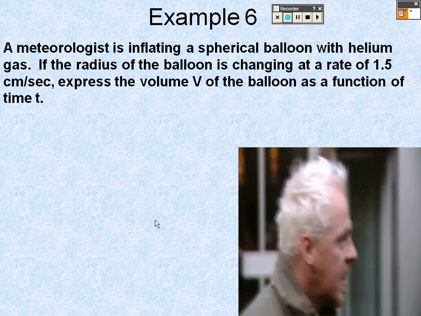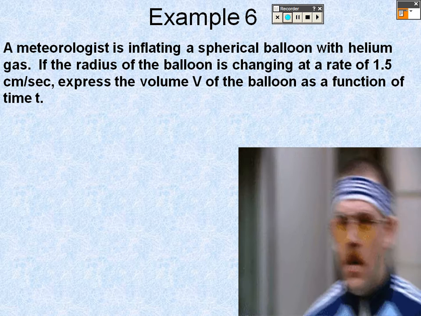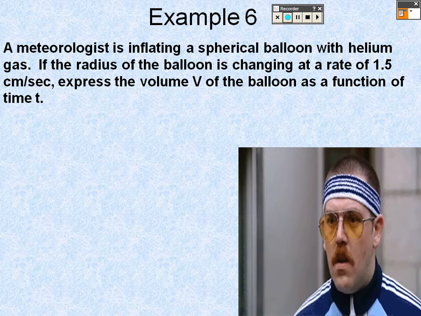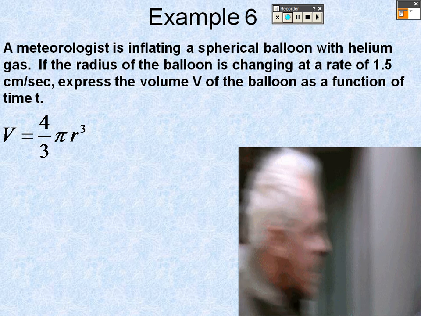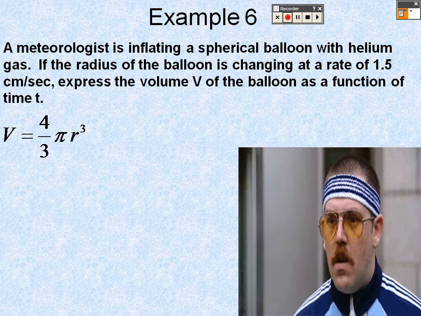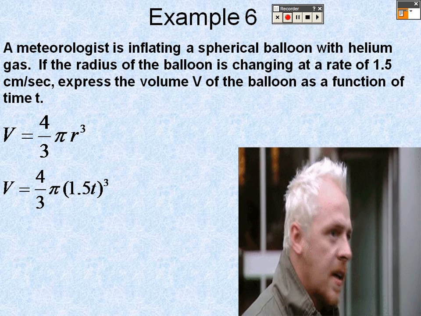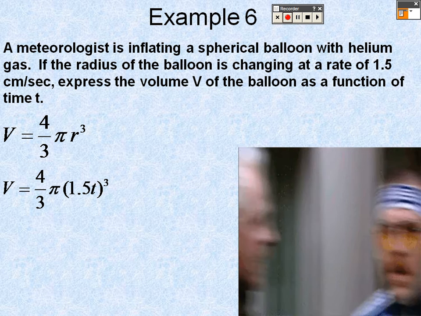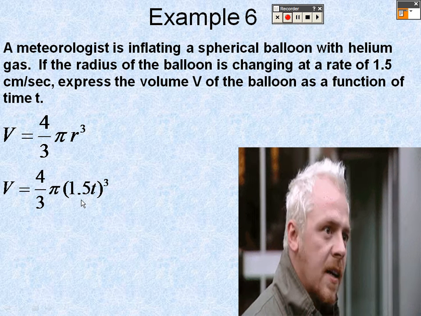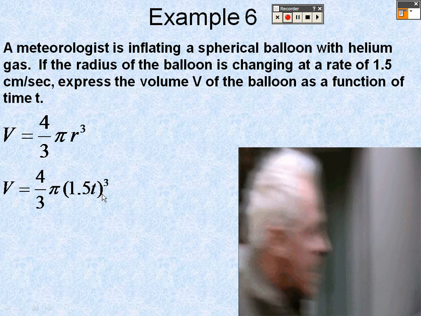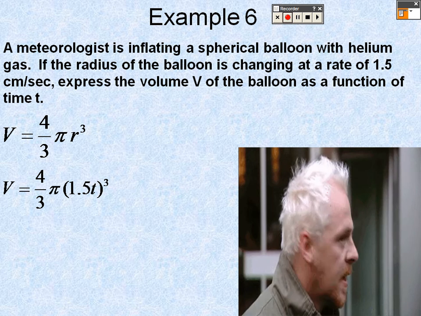So, a meteorologist is inflating a spherical ball with helium gas. If the radius of the balloon is changing at a rate of 1.5 centimeters per second, express the volume of the balloon as a function of time. So, there's the formula for volume of a sphere, and it's saying that it's a rate. So it's 1.5 per second. That's why I have it in terms of 1.5t, because we don't know what t is. So we want to express the volume as a function of t.